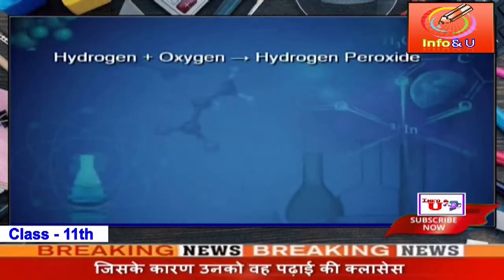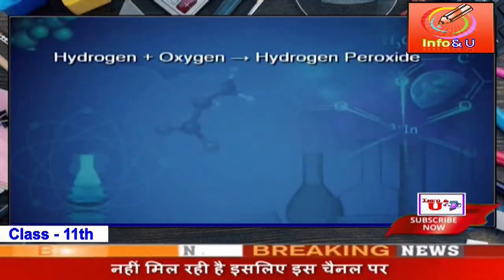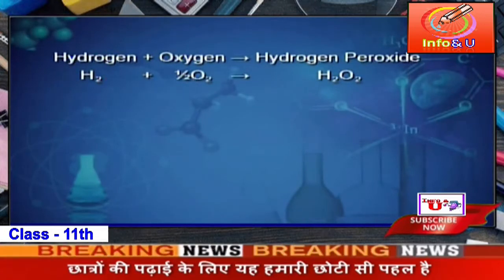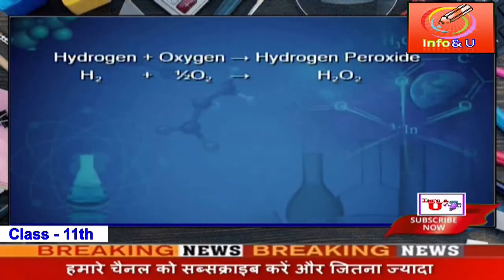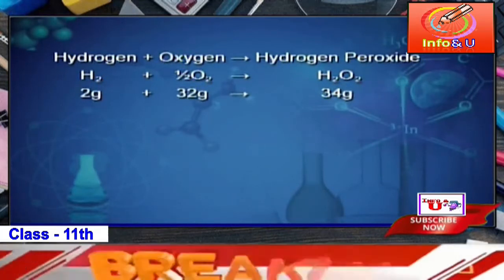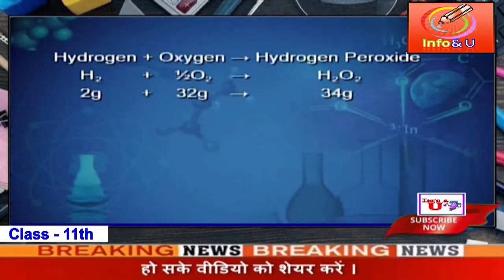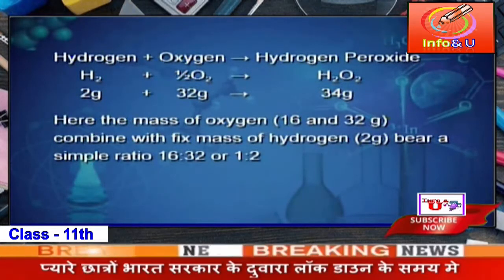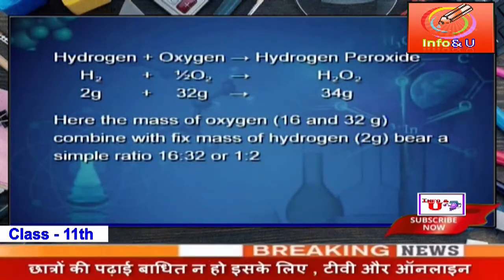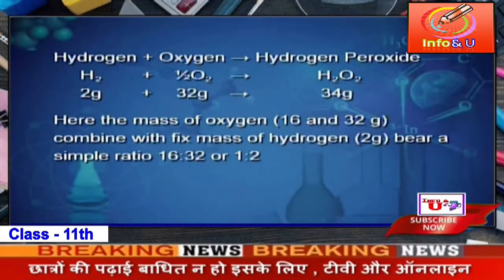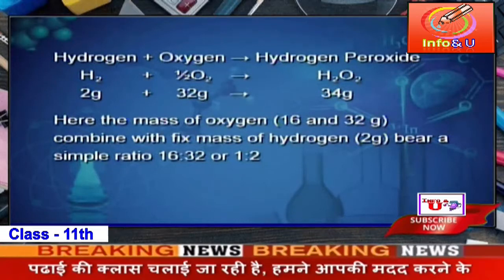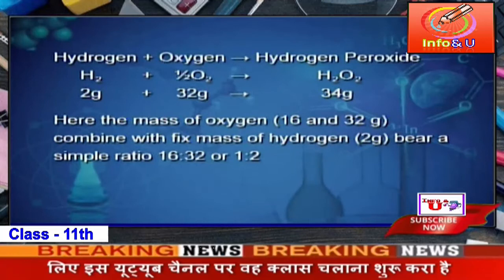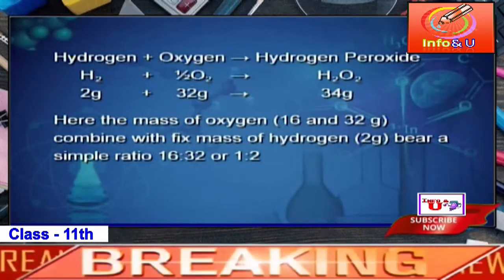Second, hydrogen plus oxygen gives hydrogen peroxide. The reaction is H2 plus O2 gives H2O2. In this reaction, 2 gram of hydrogen and 32 gram of oxygen give 34 gram of hydrogen peroxide. Here the masses of oxygen, 16 and 32 gram, combined with a fixed mass of hydrogen, 2 gram, bear a simple ratio, that is 16:32 or 1/2.